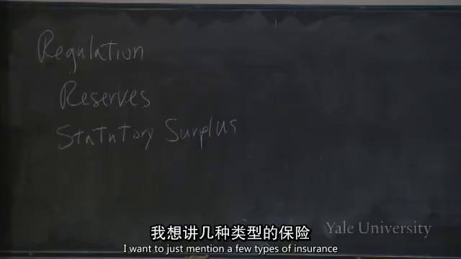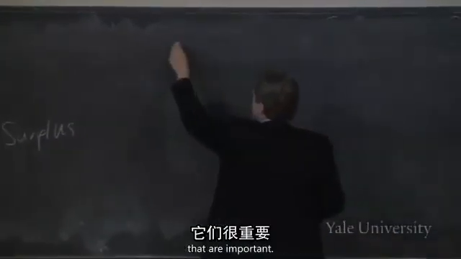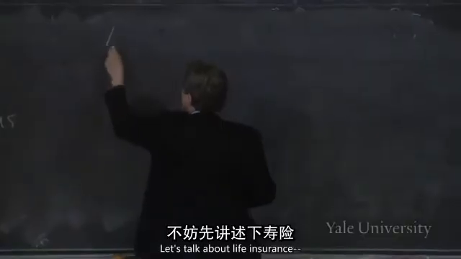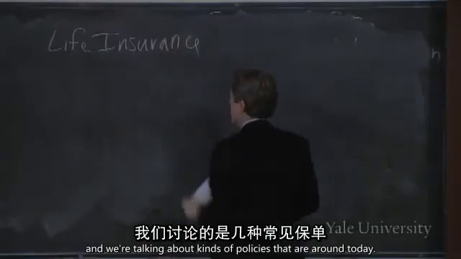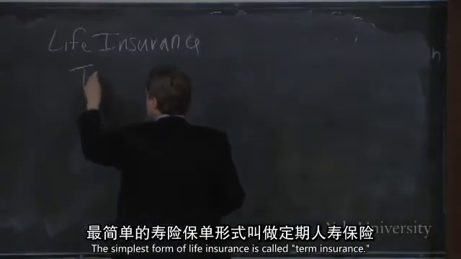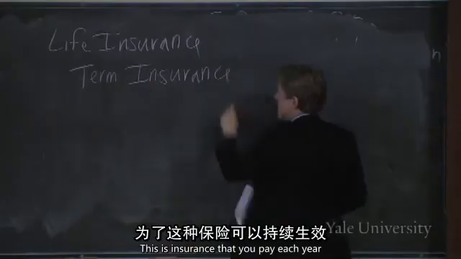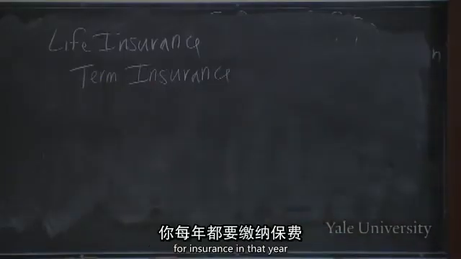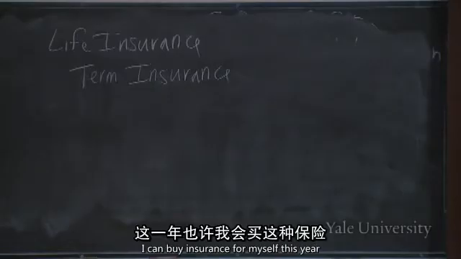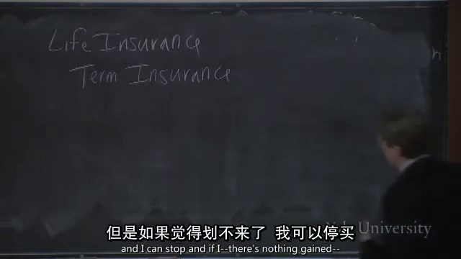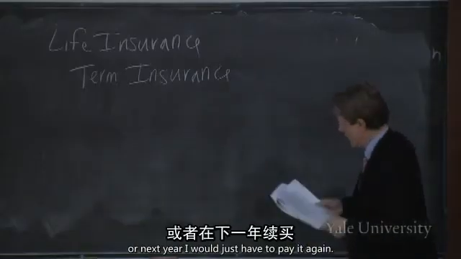Before I get to that, let me just mention a few types of insurance that are important. Let's talk about life insurance, and the kinds of policies that are around today. The simplest form of life insurance is called term insurance. This is insurance that you pay for each year, for coverage in that year, and it does not build a cash value. I can buy insurance for myself this year, and I can stop, and next year I would just have to pay it again.